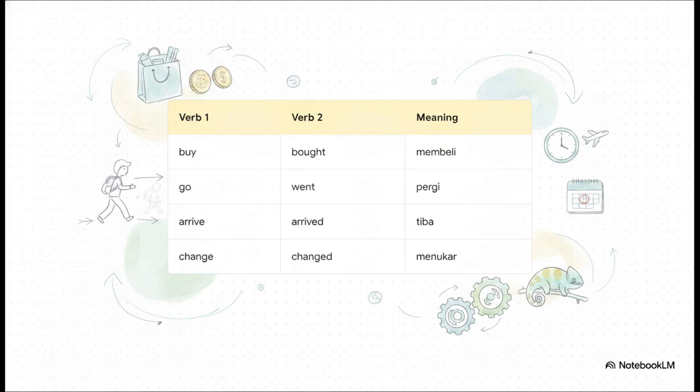For example, buy is an irregular verb, so it totally changes shape into bought. Go becomes went. On the flip side, regular verbs are a bit easier. A word like arrive simply gets a D slapped on the end to become arrived. And our main action word for today, change, becomes changed. Nailing these shifts just ensures you won't stumble when you're trying to explain what happened.